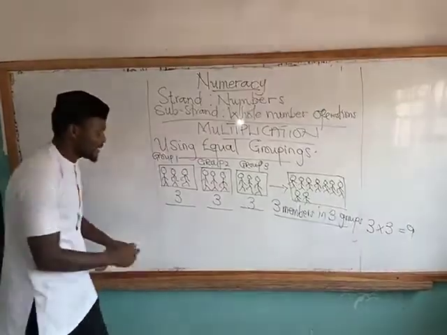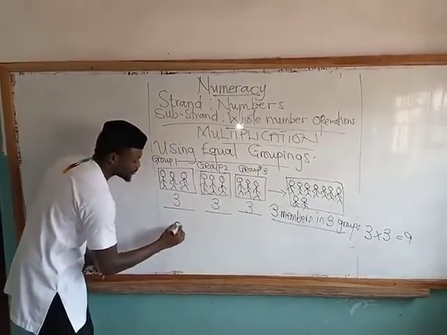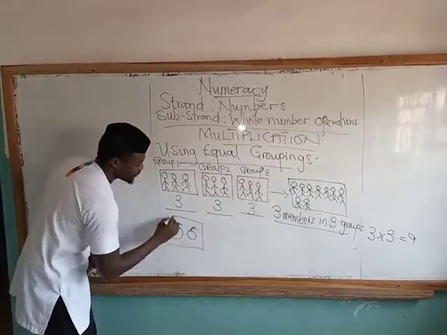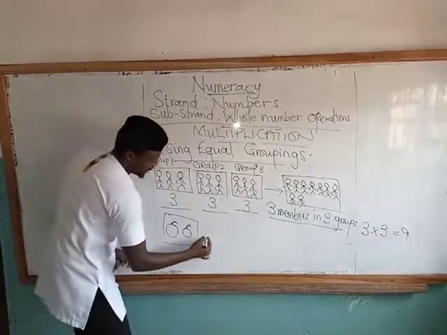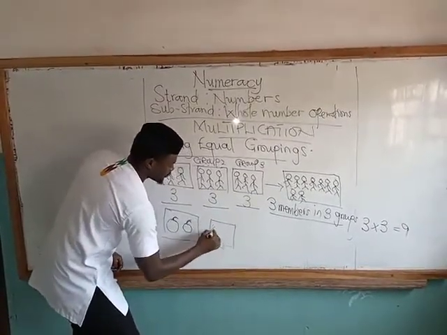Now we can get another example by using a set of oranges. We'll use a set of oranges. I know you are laughing at my orange, yes. We'll use a set of oranges.